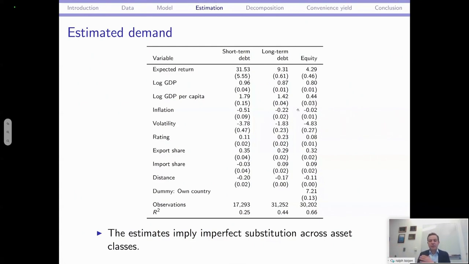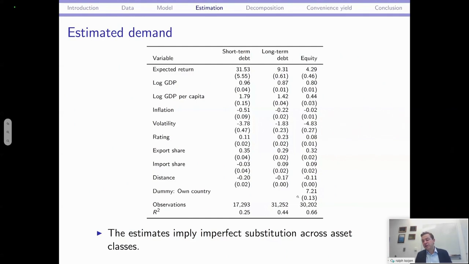Inflation has a negative impact on demand across all asset classes, but particularly for short-term bond markets and long-term bond markets. The risk variables work in the direction that you would imagine. So higher risk, you see lower allocation. So that's the standard risk-return trade-off that is observable in these holdings. Import and export shares, so there's some notion of either familiarity or other forms of connections between countries that drive demand. Similarly for distance. So countries that are closer together, you see a larger allocation.